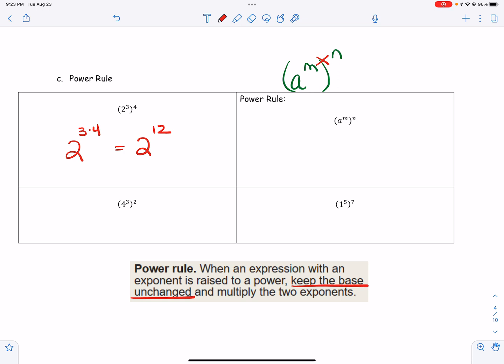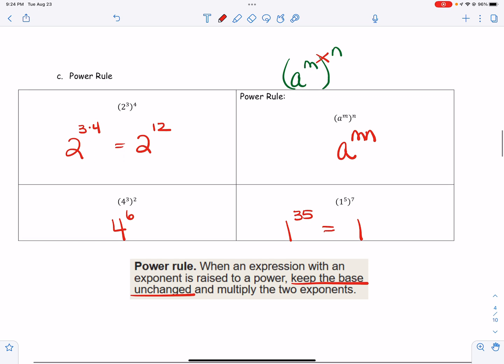They will never ask you to calculate a base to a power that's greater than 5. Usually that's the rule of thumb. If it's 5 or less, you should be able to calculate it, but if it's more than 5, you just leave it. So this becomes: write the base, multiply the exponents. Write the base, multiply these exponents. Write the base, multiply those exponents. Now that one you can simplify because 1 to any power is going to be positive 1.